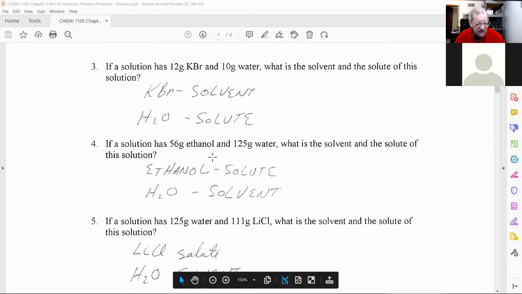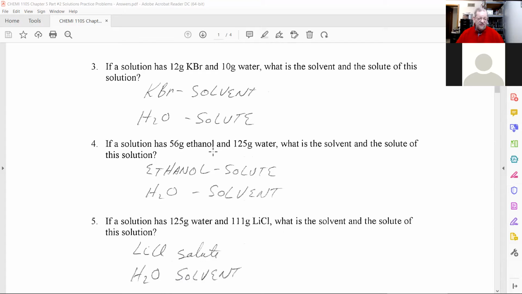And if I have 56 grams of ethanol and 125 grams of water, what is the solvent? What is the solute? The solvent is, in this case, water, because it's present in the greatest amount. And ethanol is a solute.